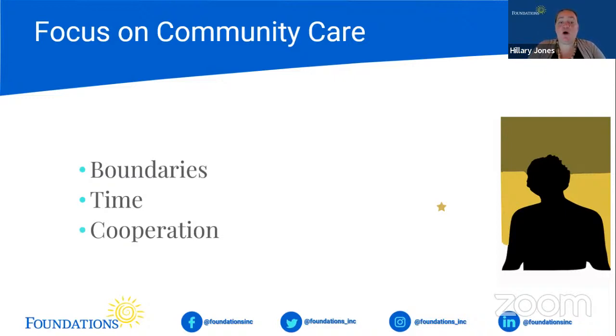The last one is cooperation. It's a culture in which you support one another by working together.